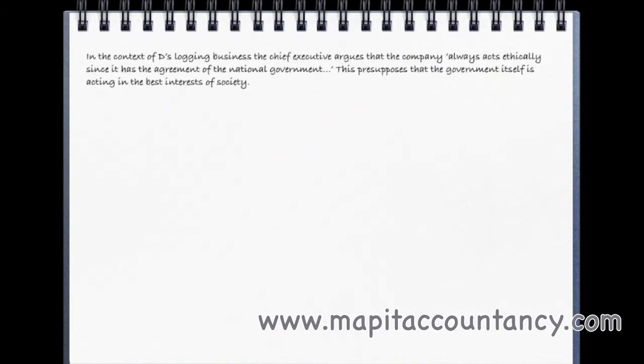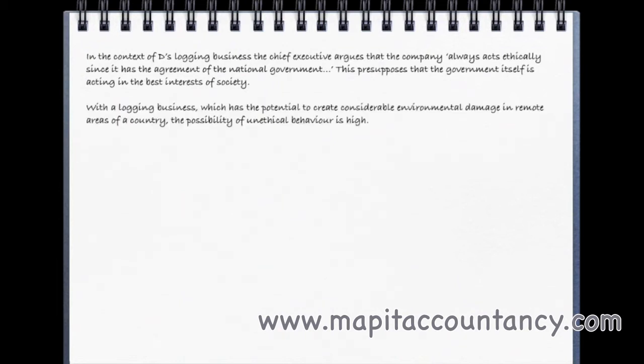So, in the context of D's logging business, the chief executive has argued that the company always acts ethically since it has the agreement of the national government. However, this presupposes that the government itself is acting in the best interests of society, and that's not always the case. So with a logging business like this, it has the potential to create considerable environmental damage, especially in remote areas of the country. And therefore the possibility of unethical behaviour is high. We need to draw that out to make sure the examiner knows that we understand that that's the case for this specific type of business.